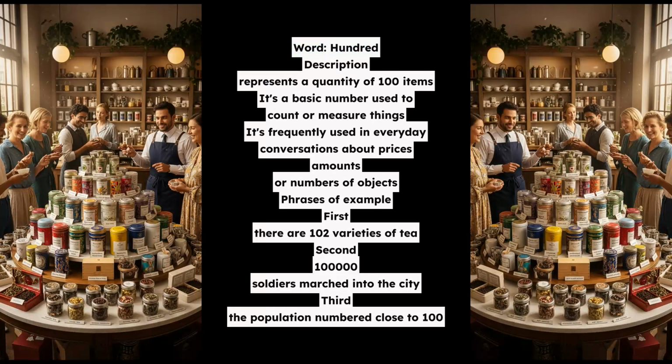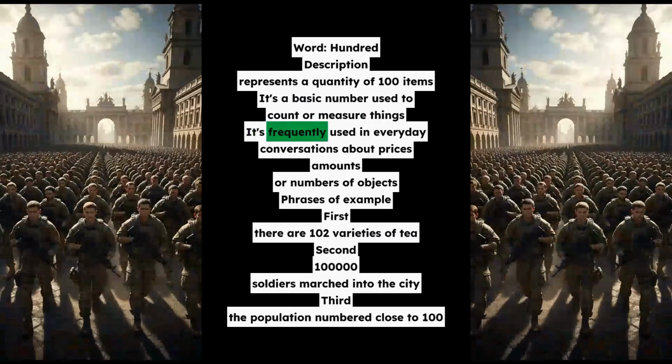Phrases of example. First, there are 102 varieties of tea. Second, 100,000 soldiers marched into the city. Third, the population numbered close to 100.